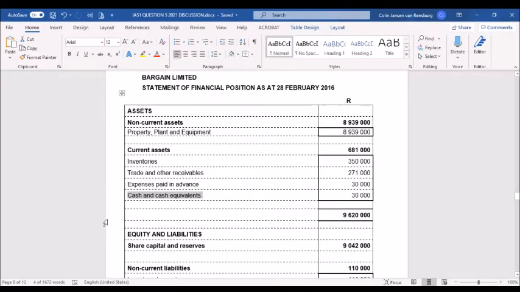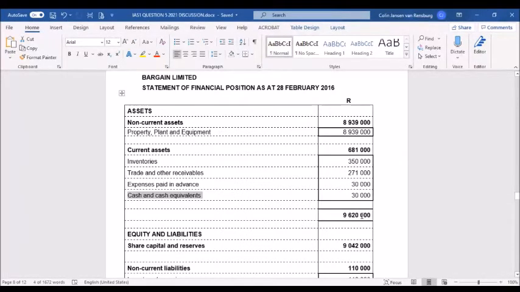Once we've listed all our current assets, first of all we draw an outline. If you are using Excel, you're going to go to Format, Cells, Borders, and then you get an option called Outline.